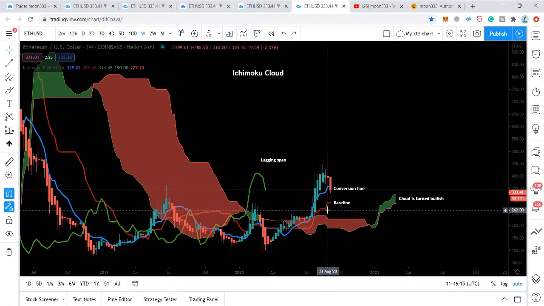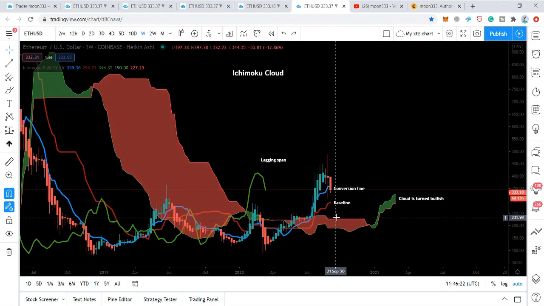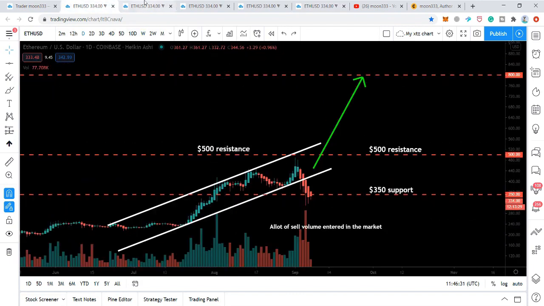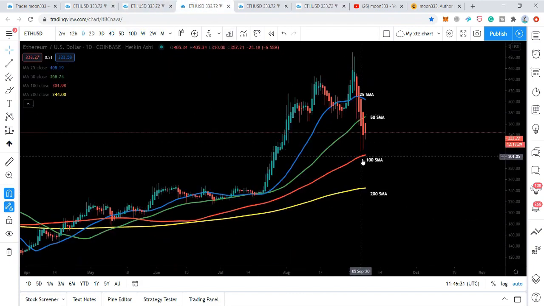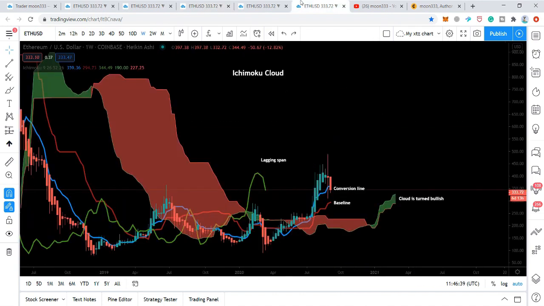I'm not expecting that the price action will move that much down to retest this previous resistance of the bearish cloud up to almost $220, because we have the supports of the 100 simple moving average and the 200 simple moving average on the daily chart. But if these moving averages are broken down, then we can expect a further downside move to retest this bearish cloud. But at this time, we have seen that this cloud has turned strong bullish.